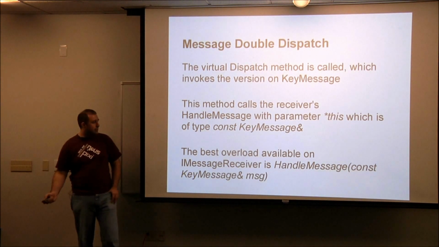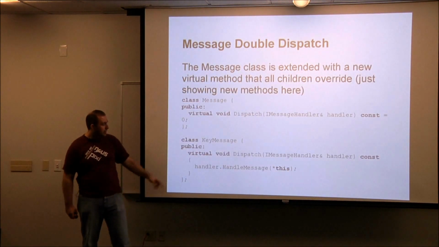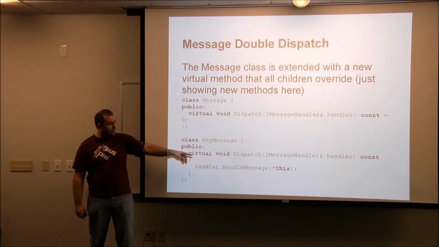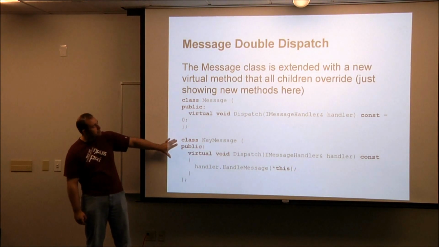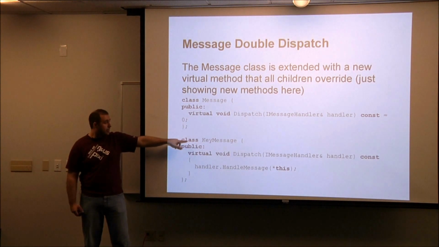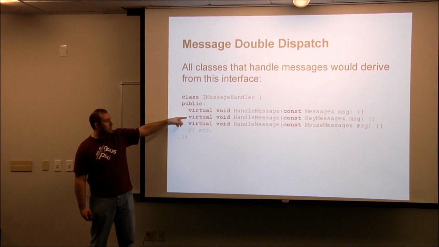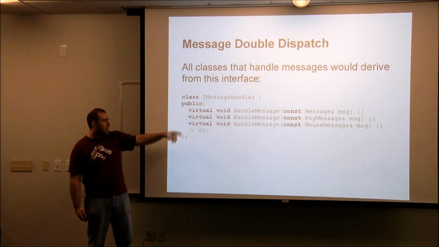So what happens, got to explain this in code a little bit easier. When it calls handler dot handle message this, the type of this inside of class key message is key message. So when it goes to resolve this overload, it's going to decide to automatically pick the type key message.